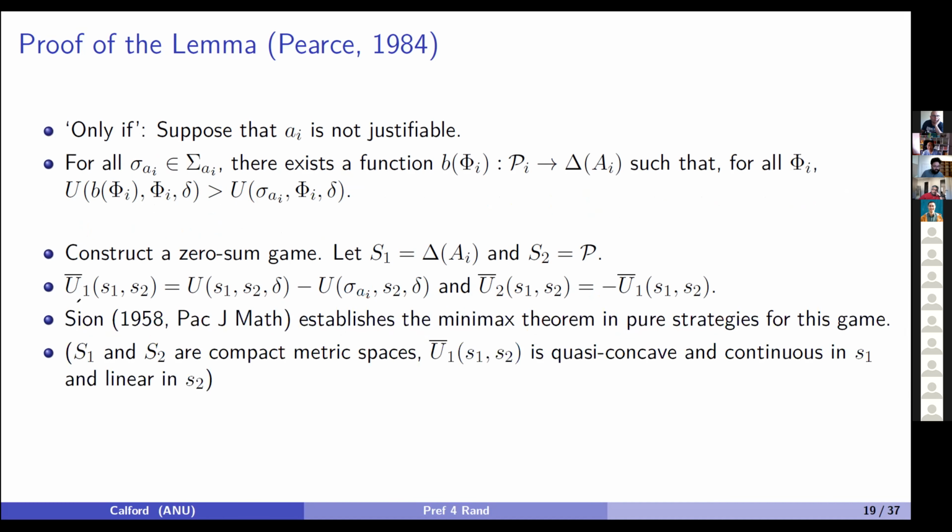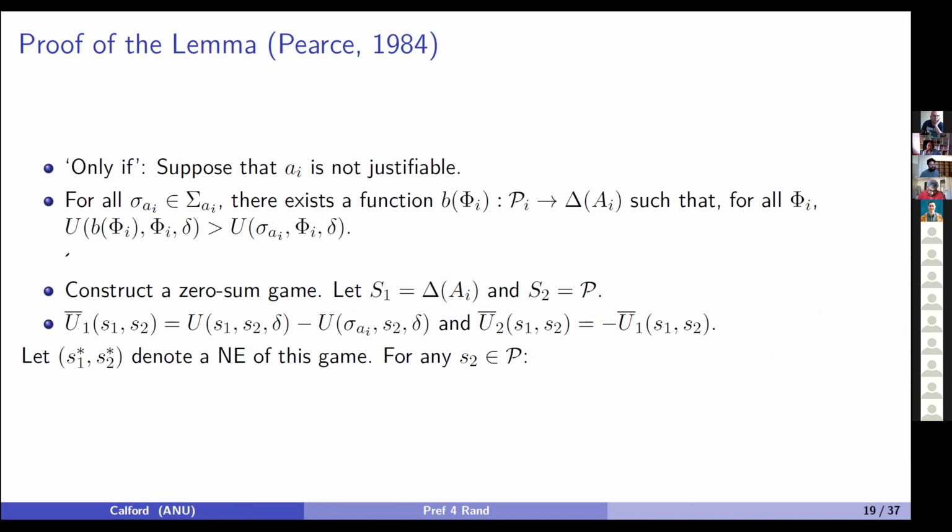Okay, we can go back into the mathematics literature and find the minimax theorem in pure strategies holds in this game. I won't go into the details here, but we can establish all the necessary conditions for this theorem from Sion. And so what this means is that there must exist a Nash equilibrium of this game. Okay, so there exists a Nash equilibrium. We're going to denote it by S1 star, S2 star.